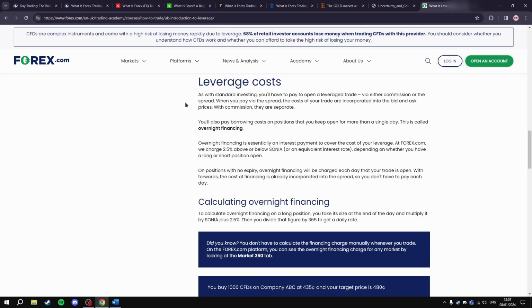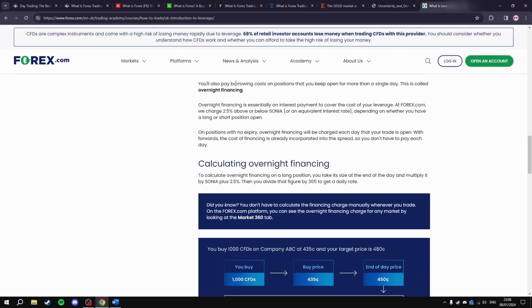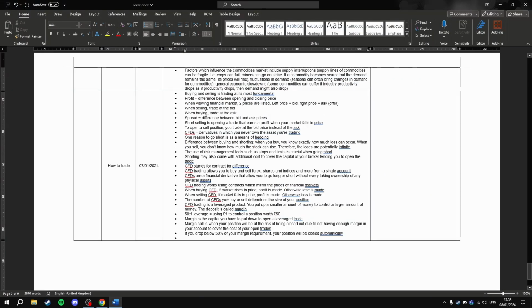Leverage costs. As with standard investing, you have to pay to open a leveraged trade via either commission or spread. When you pay via the spread, the cost of your trade is incorporated into the bid and ask prices. Commission is separate. You will also pay borrowing costs on positions that you keep open for more than a single day. This is called overnight financing.